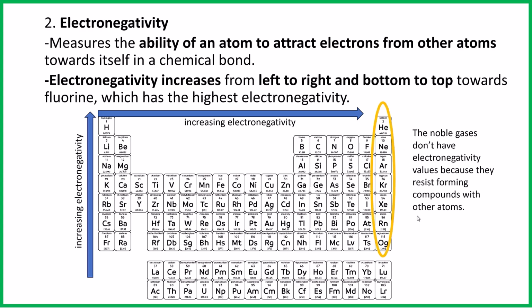The noble gases, however, do not have electronegativity values because they do not form compounds with other atoms. Because they have full outer energy levels, 8, or in the case of helium, 2 valence electrons, they are not interested in gaining or losing electrons. And so they're very stable, and therefore they do not have electronegativity values.